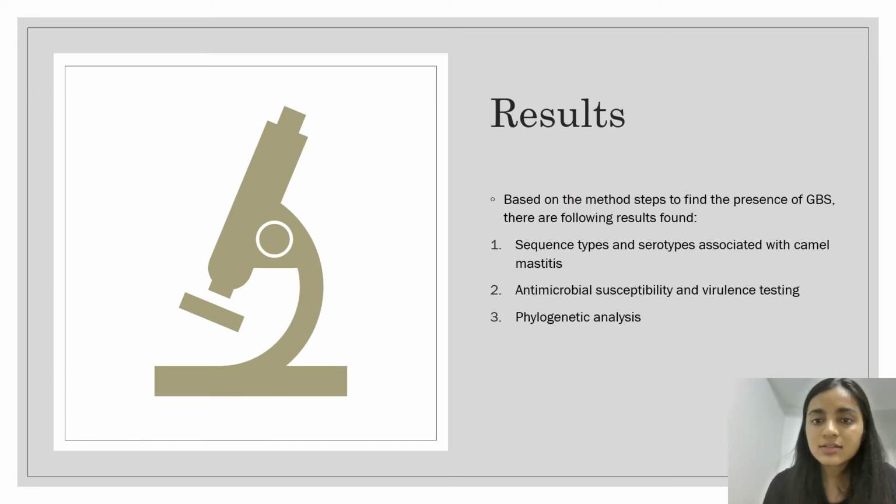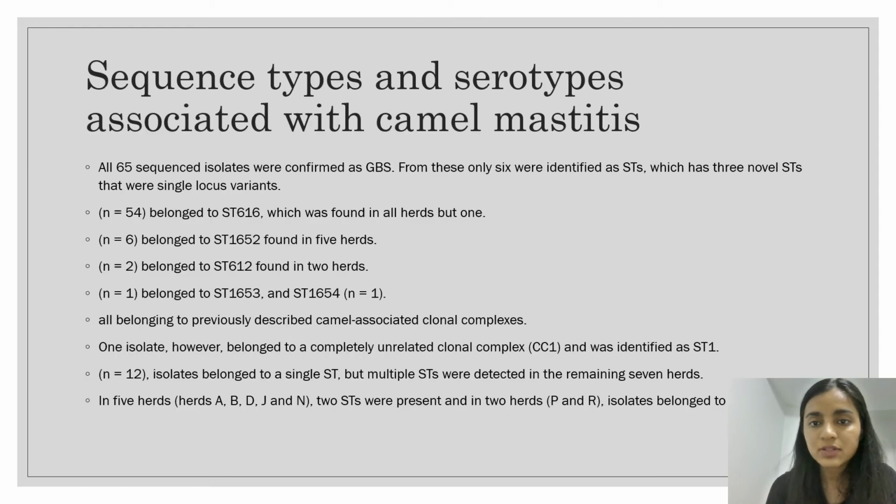Based on this method to find the presence of GBS, the following results were concluded: the sequence types and serotypes associated with camel mastitis, antimicrobial susceptibility and virulence testing, and phylogenetic analysis. These were the 3 results associated with all of these studies from camels. Sequence types and serotypes associated with camel mastitis were in quite scientific detail.